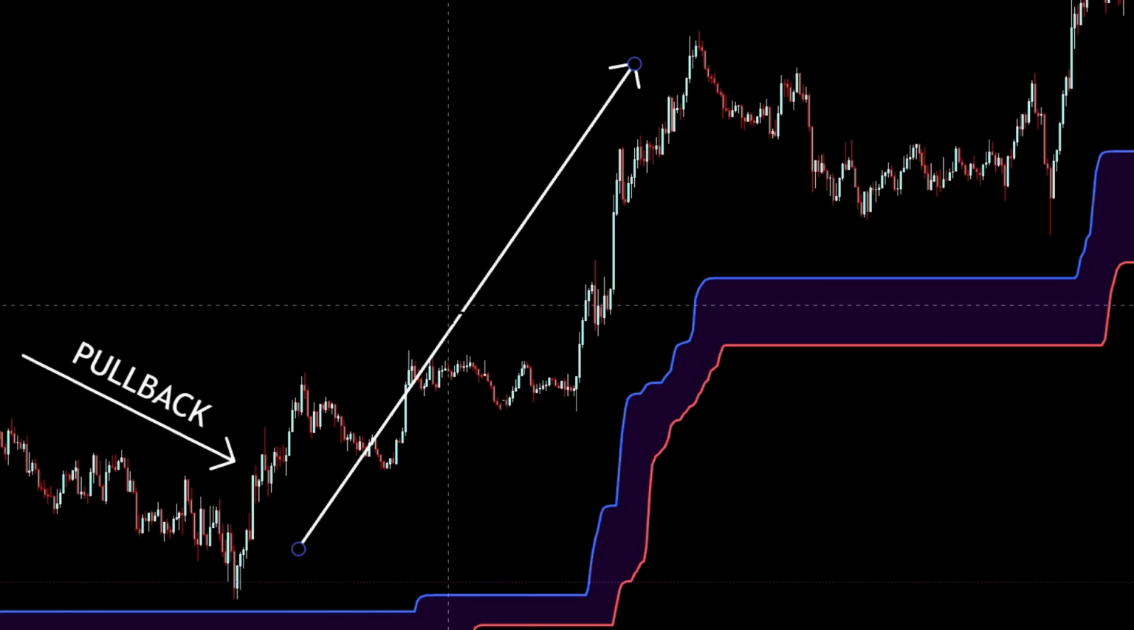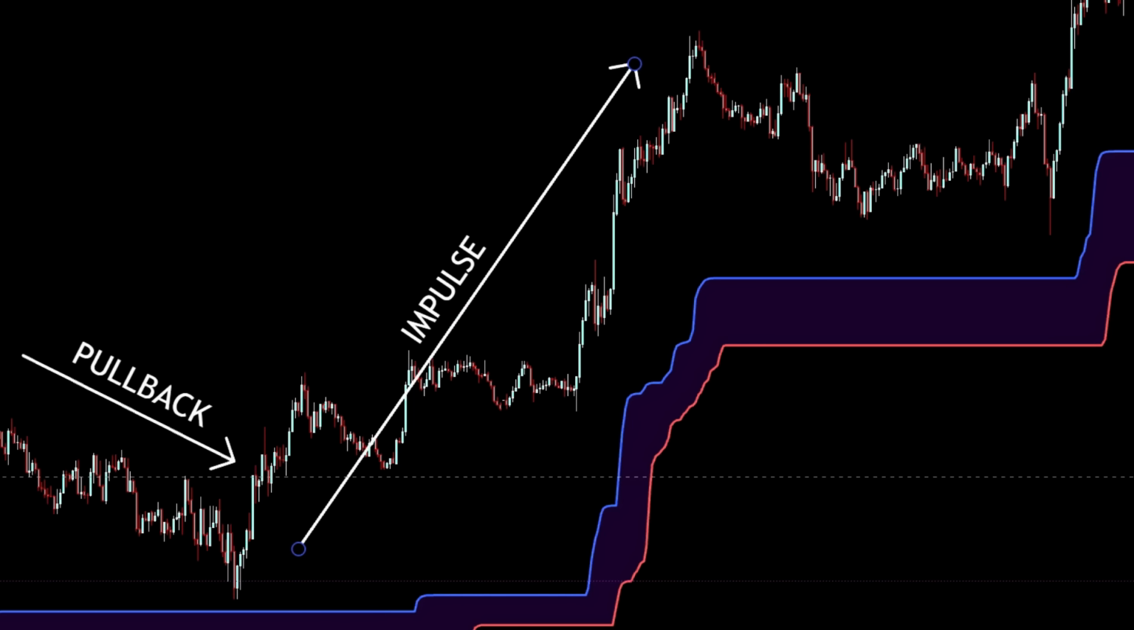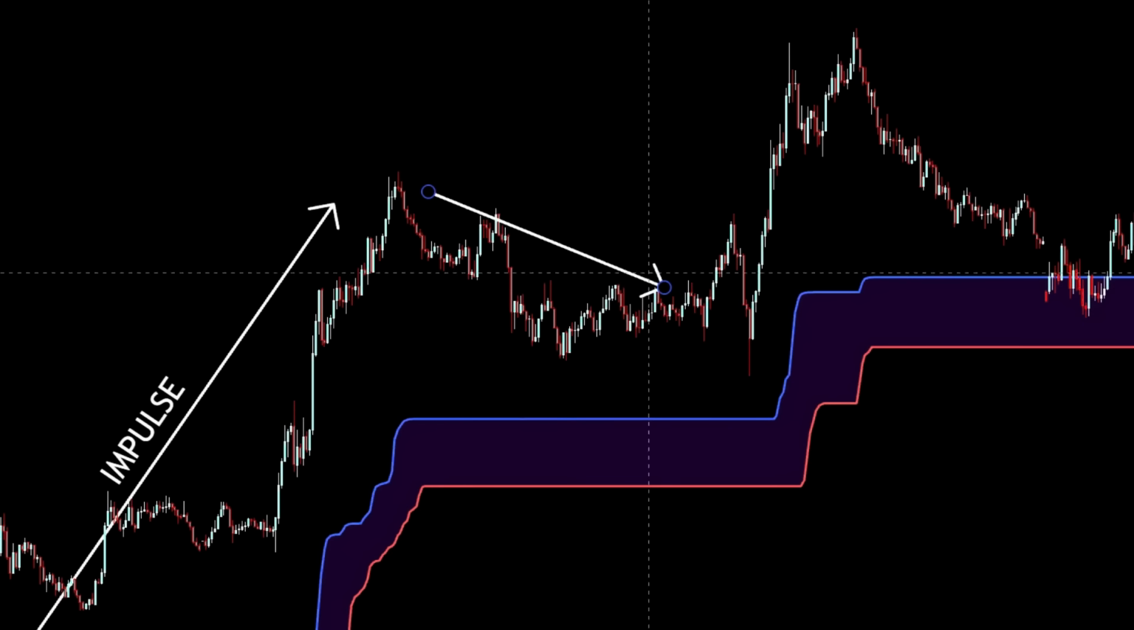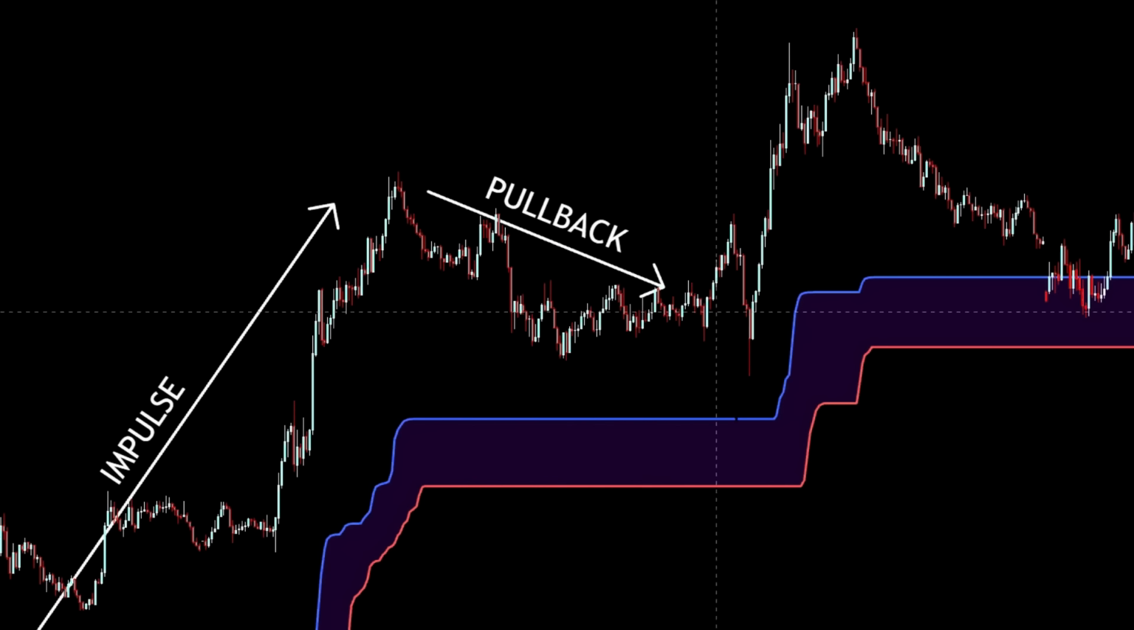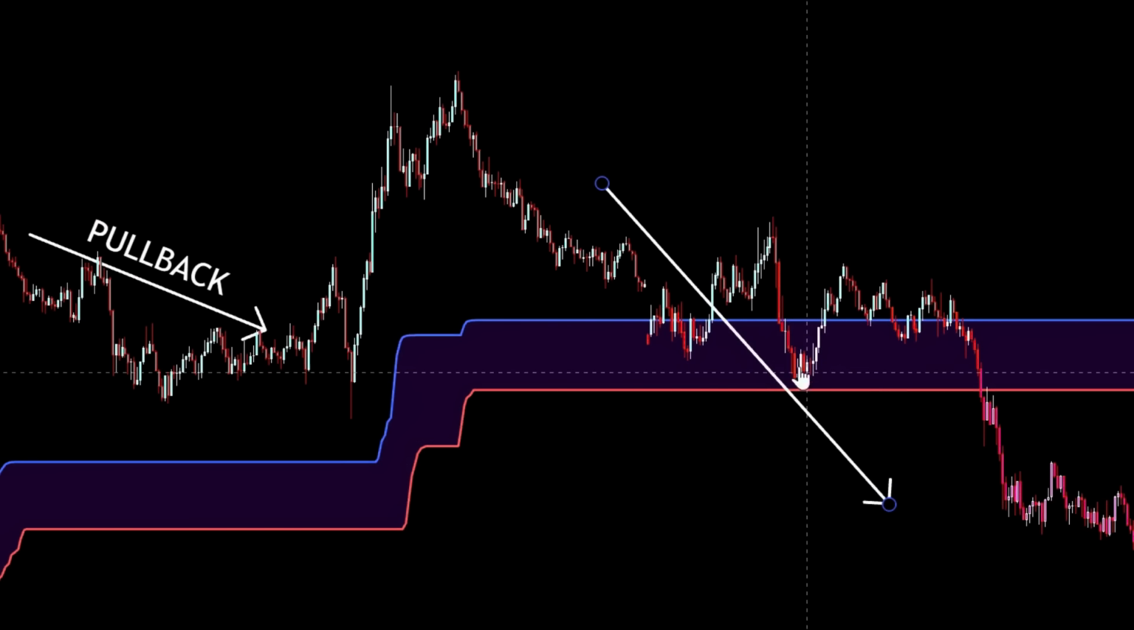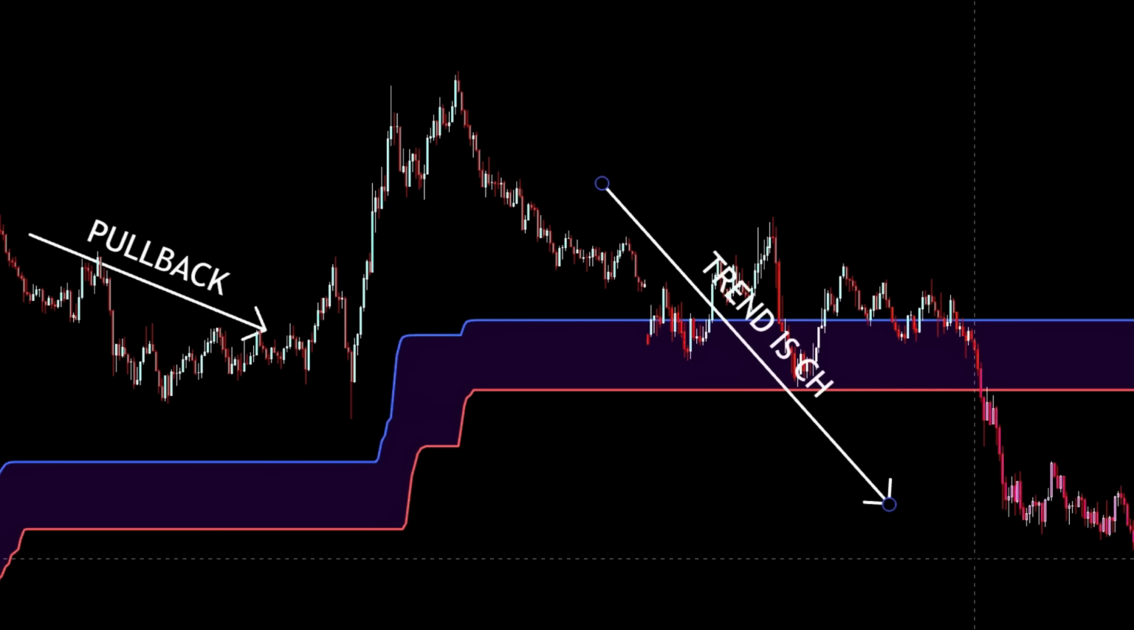So this rhythm repeats: impulse up, pull back, impulse up again, pull back again. And every leg is pushing the bands higher, which is confirming over and over that the uptrend is still intact.